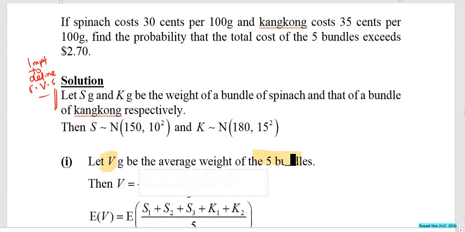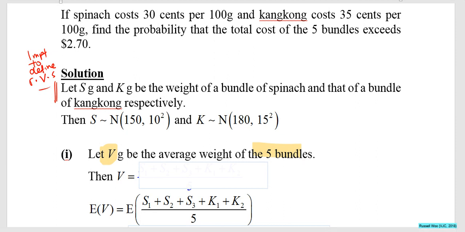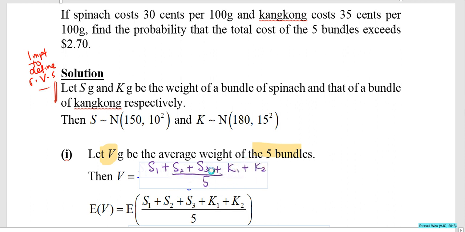You have 5 bundles, right? Does it make sense that V is actually the first bundle of spinach plus the second bundle plus the third bundle plus the first bundle of kangkong plus the second bundle of kangkong, whole thing divided by 5? Correct? Yes? Does it make sense? Because you have an average weight of 5 bundles, so you have 5 bundles divided by 5. If I can find the distribution of V, my job is done. I just enter into my calculator, I'm done.